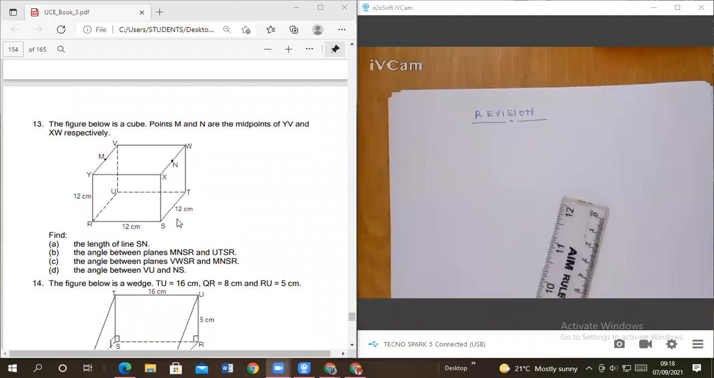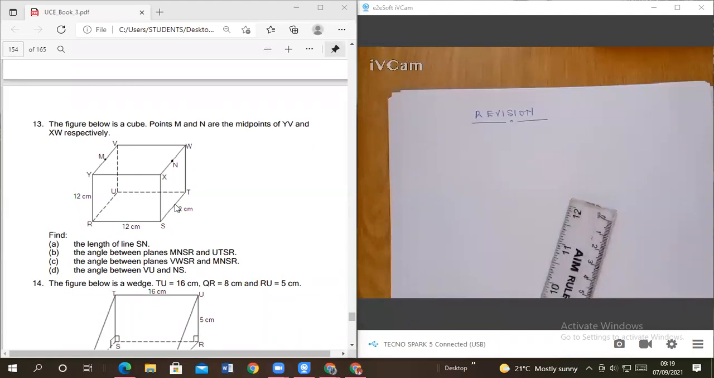So the line they are looking for is from S to N. From S to N, they are looking for that length. So what we are going to do is draw a line from S to N and then create a right-angled triangle. Because if N is the midpoint of XW, then also down here at ST, the point that we shall put here between S and T will also be the midpoint of S and T.